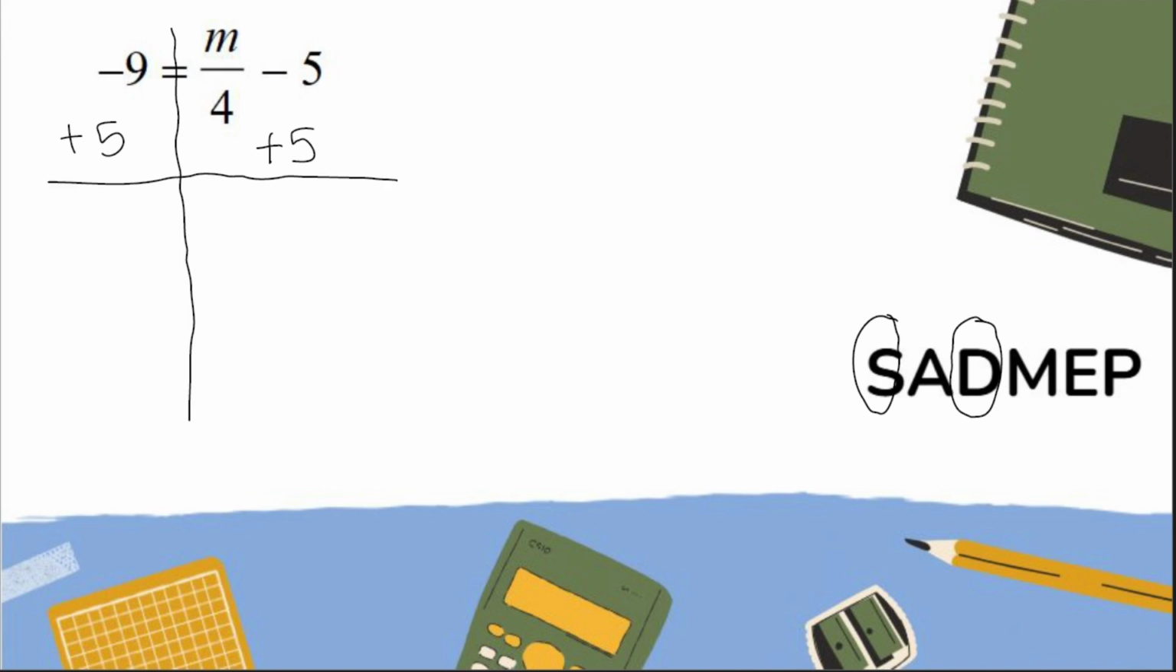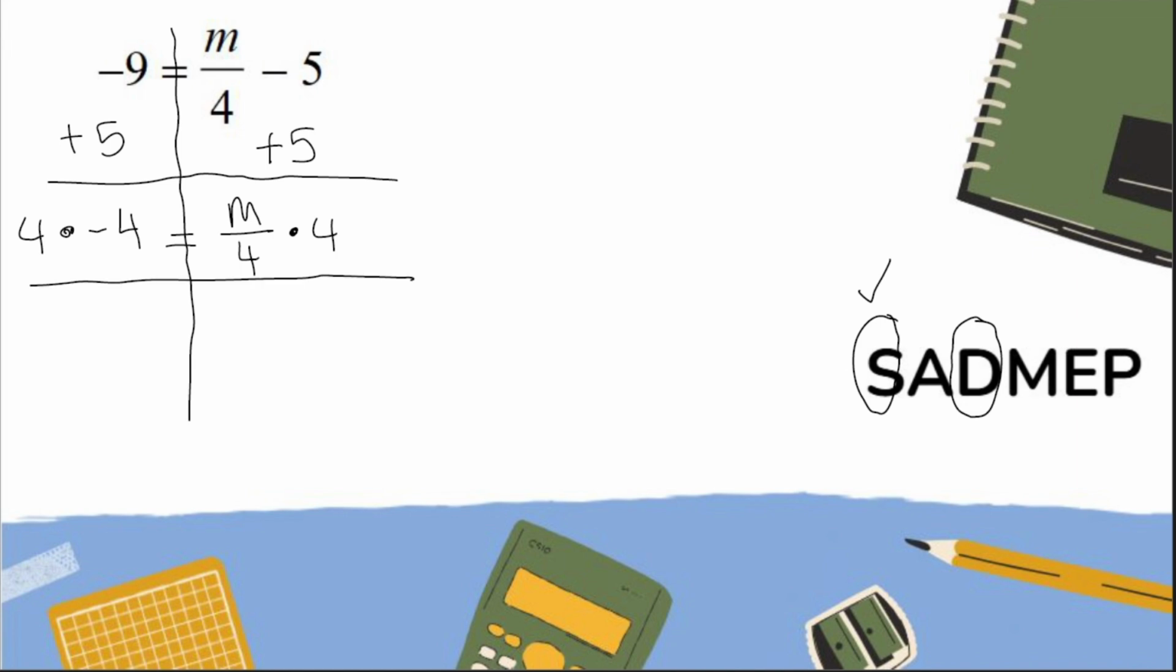I'm going to draw a line just to keep my work organized and show that I'm on the next step. On the left side, I've got -9 plus 5. I know that's -4 equals, okay, the -5 and the +5 cancel out, and I'm left with m over 4 on the right-hand side. So I undid that subtract 5. Now I need to undo the divide by 4. To undo divide by 4, I'm going to multiply by 4 on both sides.